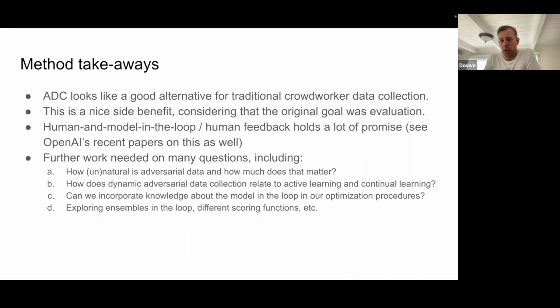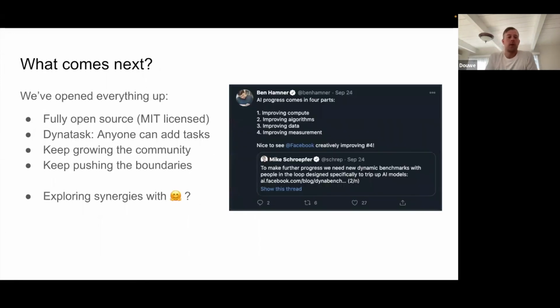Because if you look at, I don't know, spam detection or hate speech detection on Facebook, those models collect data with models in the loop, right? So those examples are informed by the performance of previous models. I think that's just an interesting research direction. And then finally, we can explore things like ensembles in the loop, like I said, different scoring functions, etc. So there's a lot of cool stuff to do in this space.